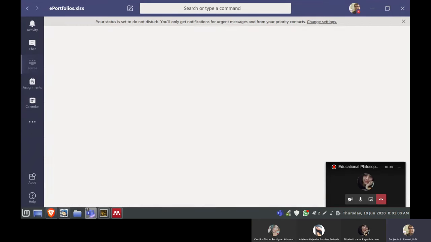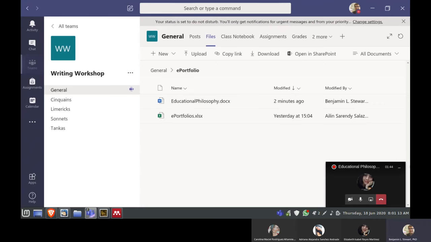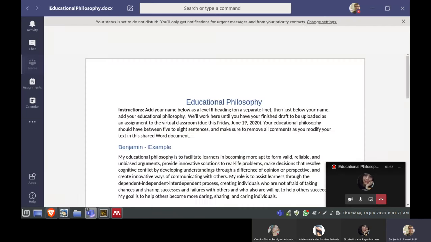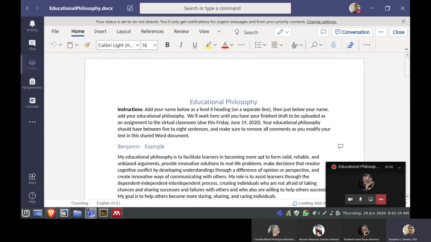Today, what I'd like to do is what we did yesterday. I want to give you all day today to continue working on your educational philosophy and continue developing your ePortfolio. If you want me to look at some aspect of your ePortfolio, even if it's perhaps not completed, now's a good time to do that. So let me know.